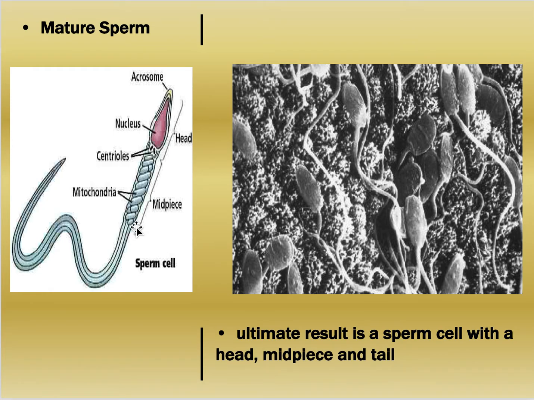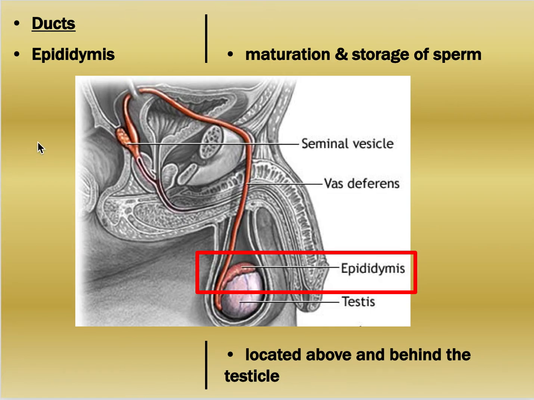So that's pretty much what it is. The three pieces: the head, the mid piece, and the tail. Going through the ducts. Now the ducts are pretty much the pathway in which the sperm is going to be released from the testicles all the way out through the penis.